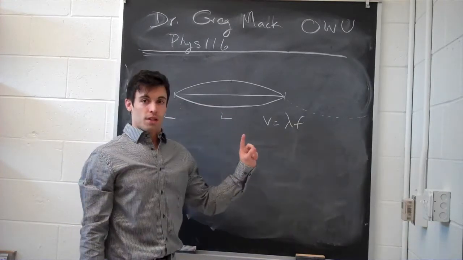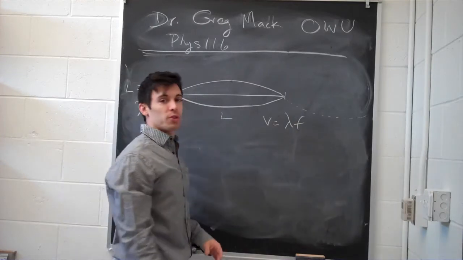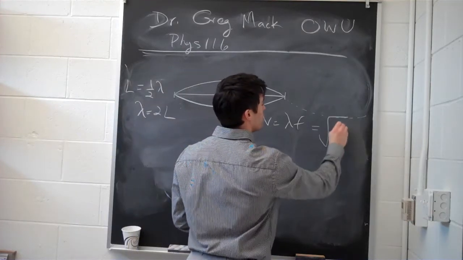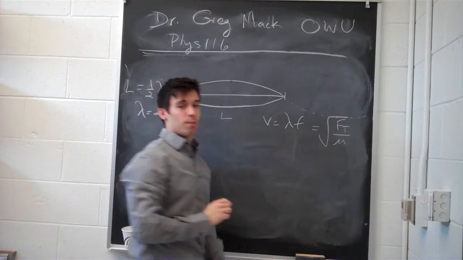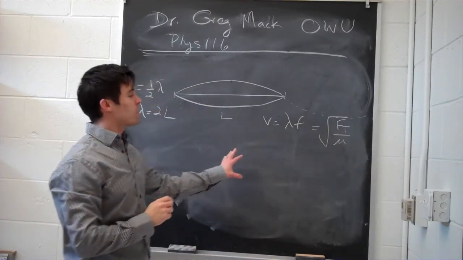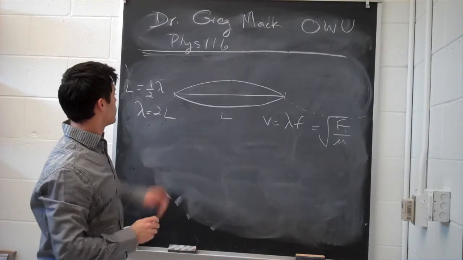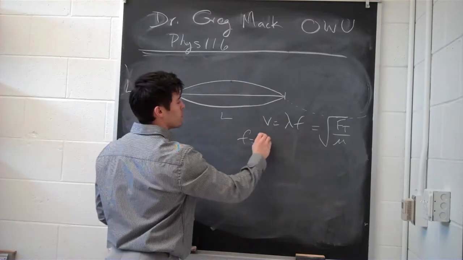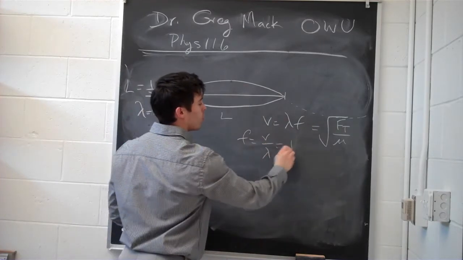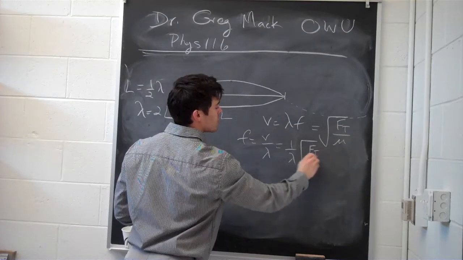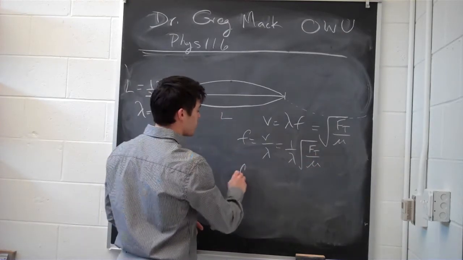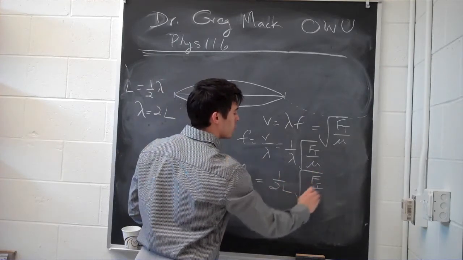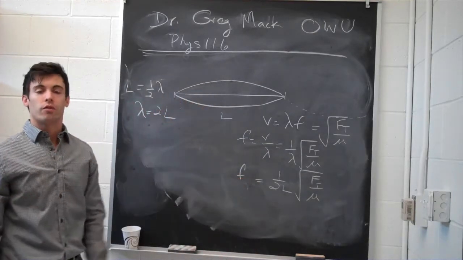where v, we said for a wire a few lectures ago, is equal to the square root of the tension divided by the mass density. So that's equal to the square root of the tension force divided by the mass density. We can look and see what happens if we plug in lambda equal to 2L and look at the frequency. f is equal to v over lambda, or 1 over lambda times the square root of the tension divided by the mass density. Or that frequency is equal to 1 over 2L times the square root of F, the tension force, divided by the mass per unit length.